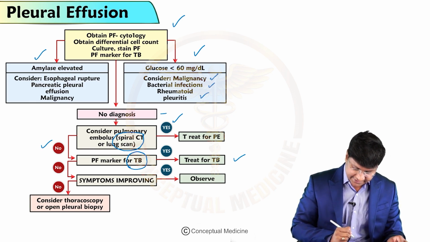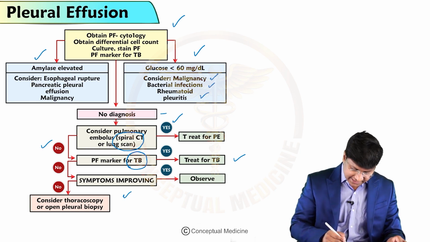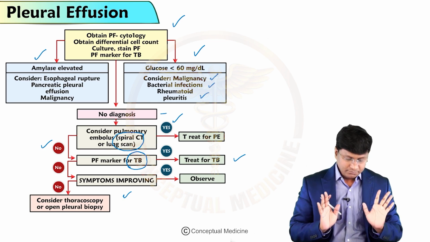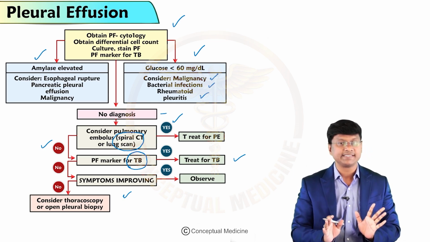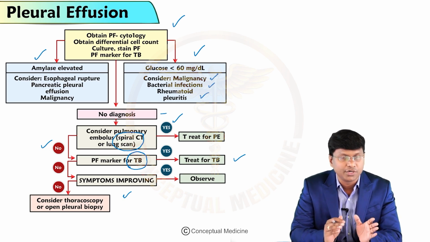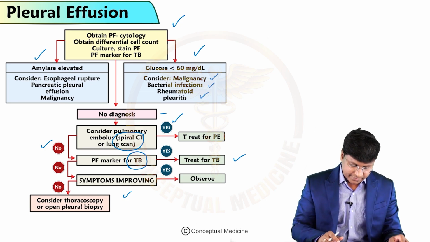And if it is not present, then you need to treat symptomatically, or you need to consider thoracoscopy or open pleural biopsy. That is how you have to analyze a patient with pleural effusion. So workup is very important in order to make out the etiology of the pleural effusion. And accordingly, you see some clinical questions.